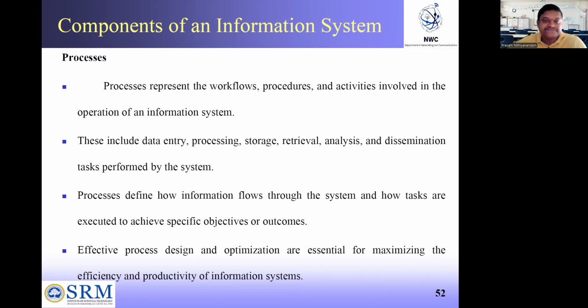Second one is process. Process represents the workflows, procedures, and activities involved in the operation of an information system. So this includes tasks like data entry, processing, storage, retrieval, analysis, and dissemination. So the process defines how information flows through the system and how the tasks are executed to achieve specific objectives. Effective process design and optimization are essential for maximizing the efficiency and productivity of an information system.